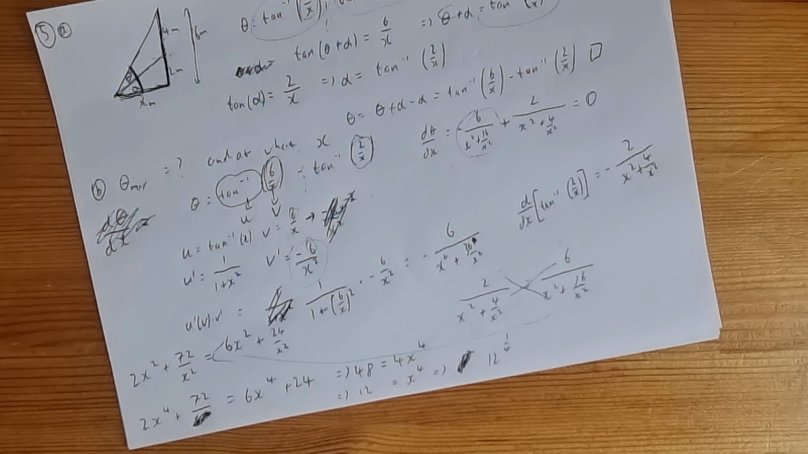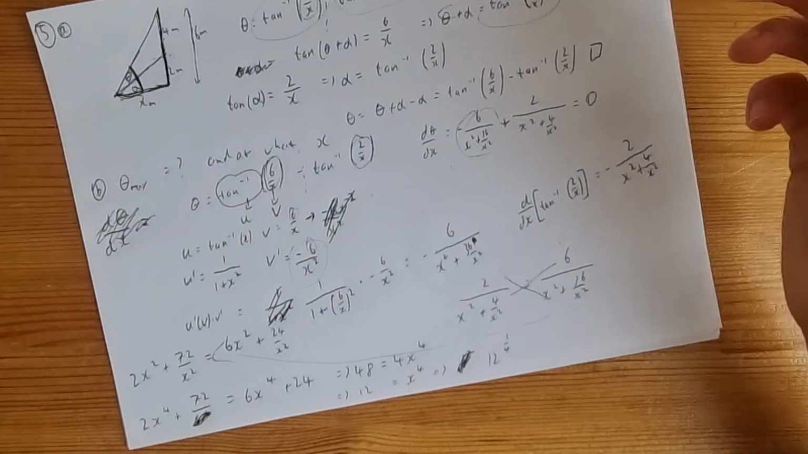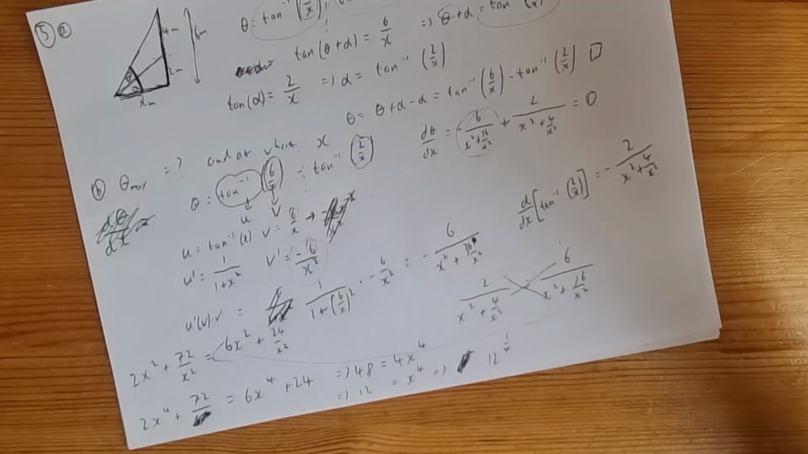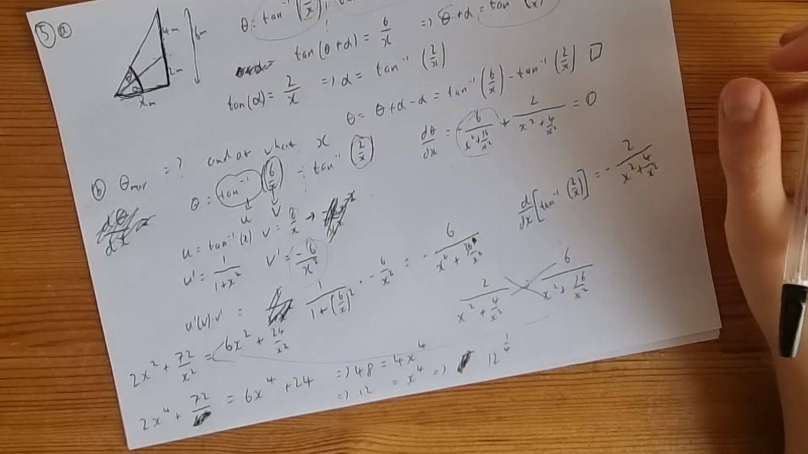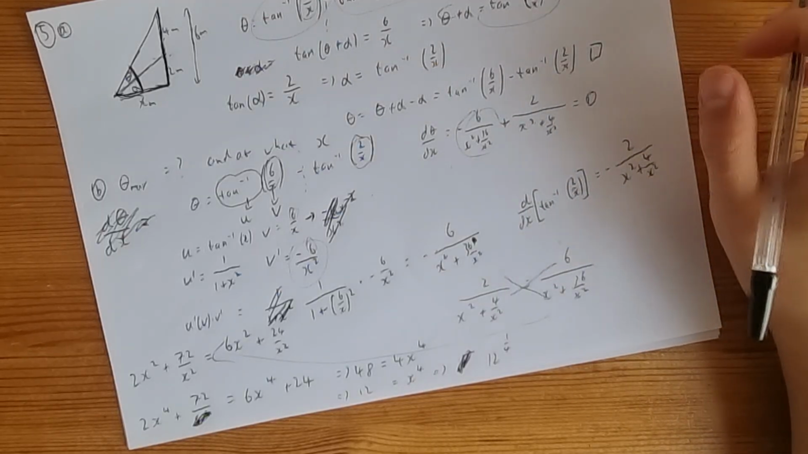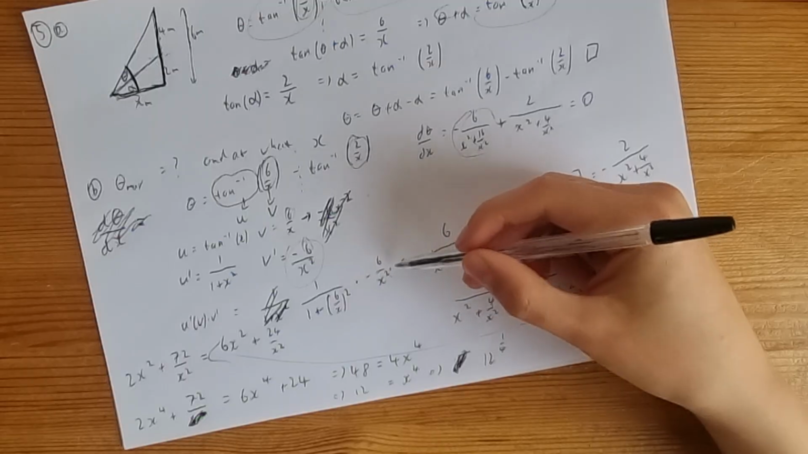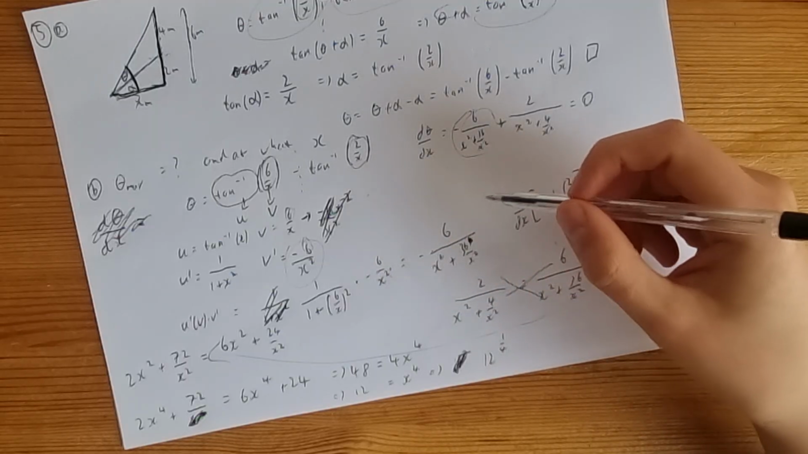I see what I did wrong. Yes, okay. So I made a slight mistake somewhere, which hopefully you might have noticed, although it's completely not your fault if you didn't. It's the fact this needed to be multiplied by negative 6 over x squared.